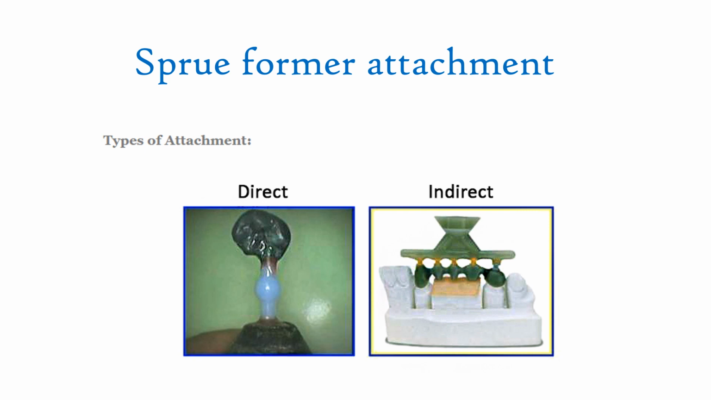Then there are two types of attachment of the sprue former. First is the direct attachment. Directly it is attached to the casting, and this one is indirect. That means there is a reservoir bar through which all the castings are connected. Every casting is connected to this bar, and then this bar is connected to this area, the crucible former area.